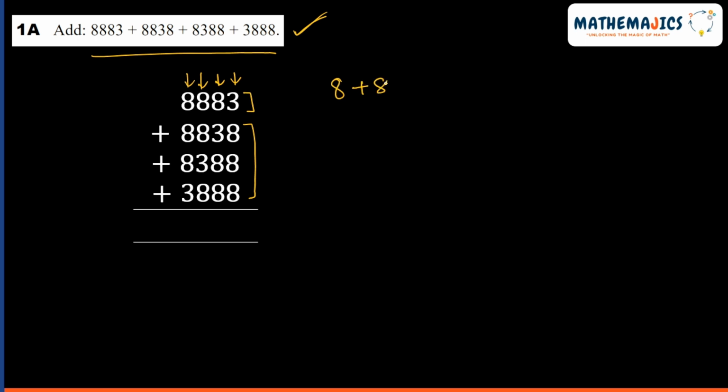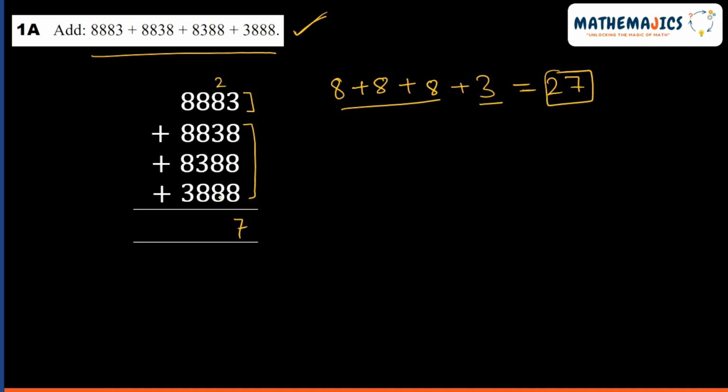8 plus 8 plus 8 plus 3. This will give us 8 times 3 is 24, 24 plus 3 is 27. So the sum of each column will be 27. It will not change. So the sum of the rightmost column is 27. 2 will be taken forward.